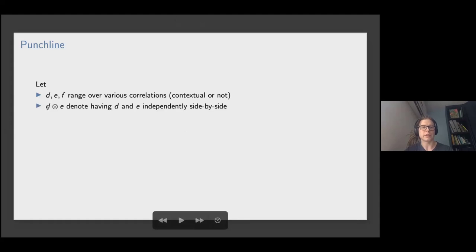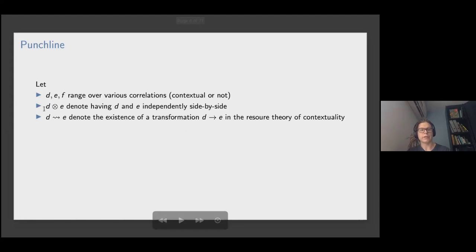And then we write a tensor symbol if we have two systems like this side by side running independently, so there are no correlations between them. And then we write this squiggly arrow to denote that there is a transformation that takes D and builds E out of it in a resource theory of contextuality, which means that we have some kind of interconversion with these correlations, and that's the convertibility preorder of this resource theory.